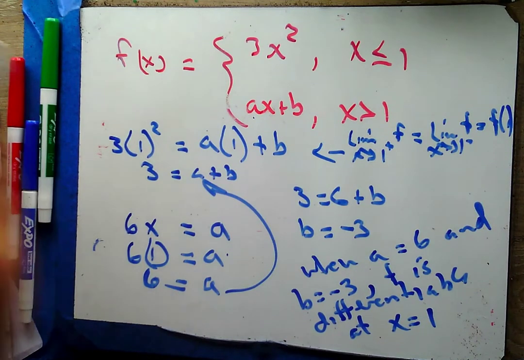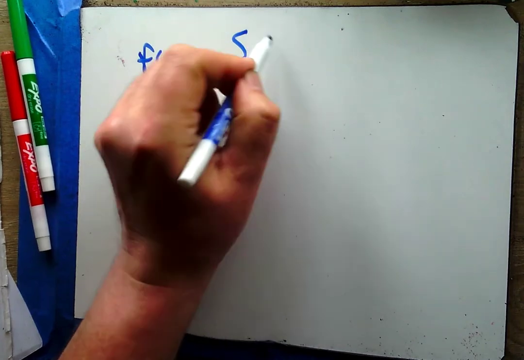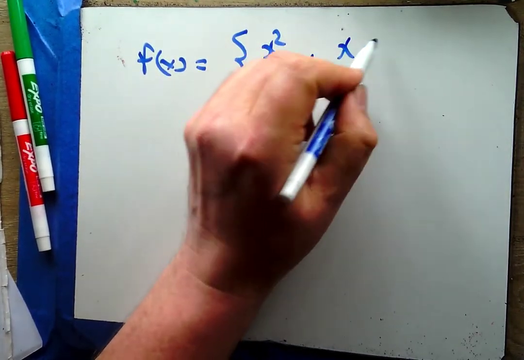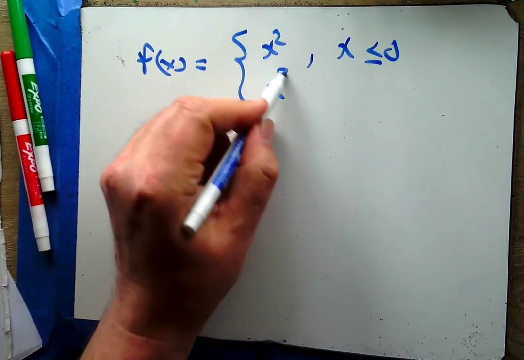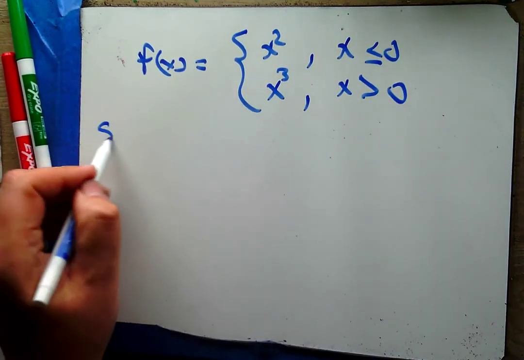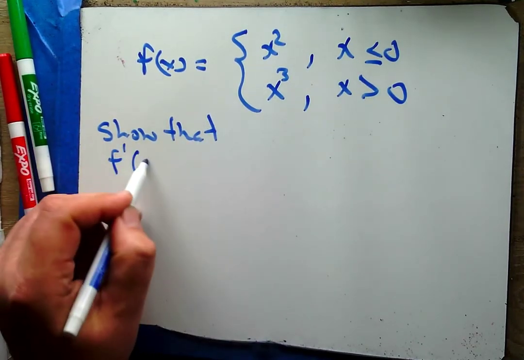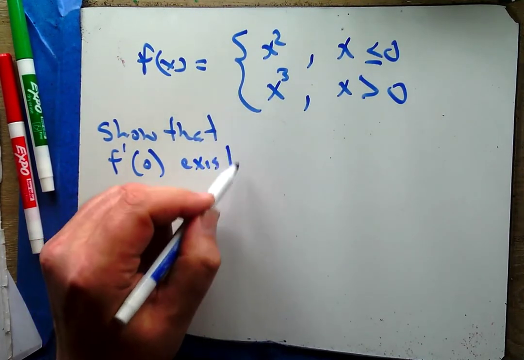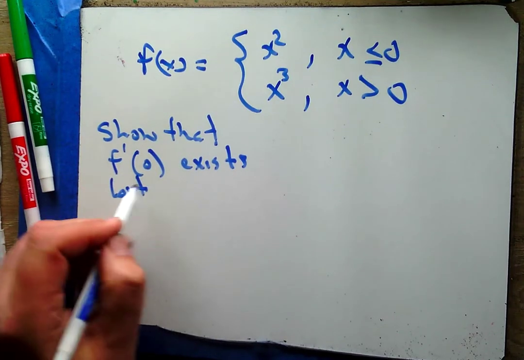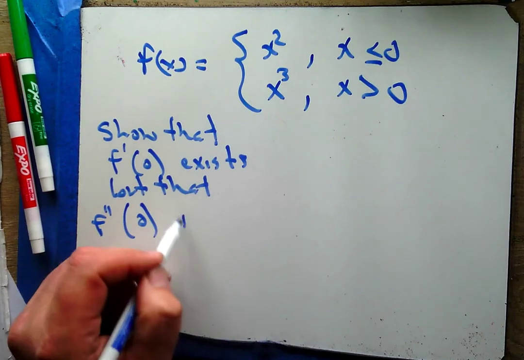Okay, so how about this one? F of x equals x squared for x less than or equal to 0, and x to the third for x greater than 0. Show that f prime of 0 exists, but that f double prime of 0 does not.